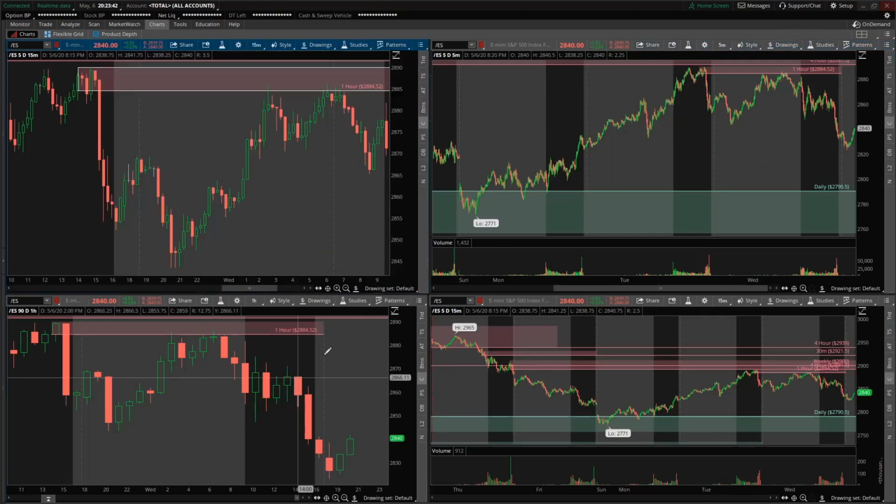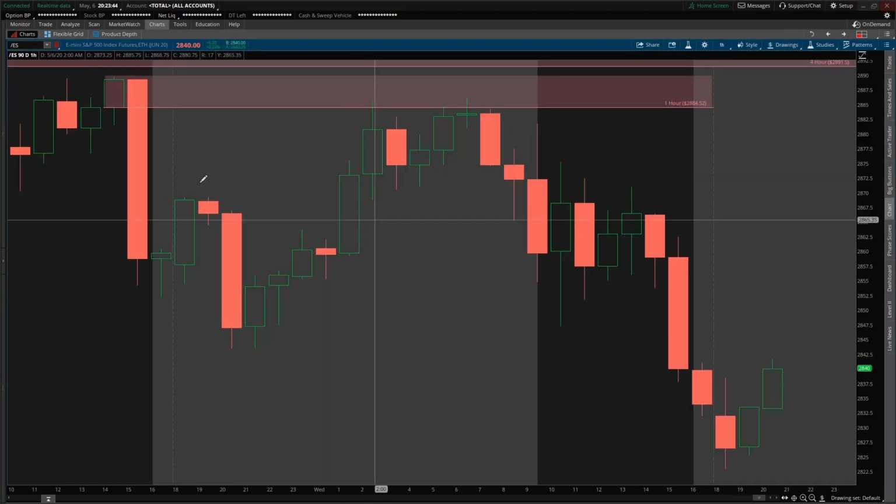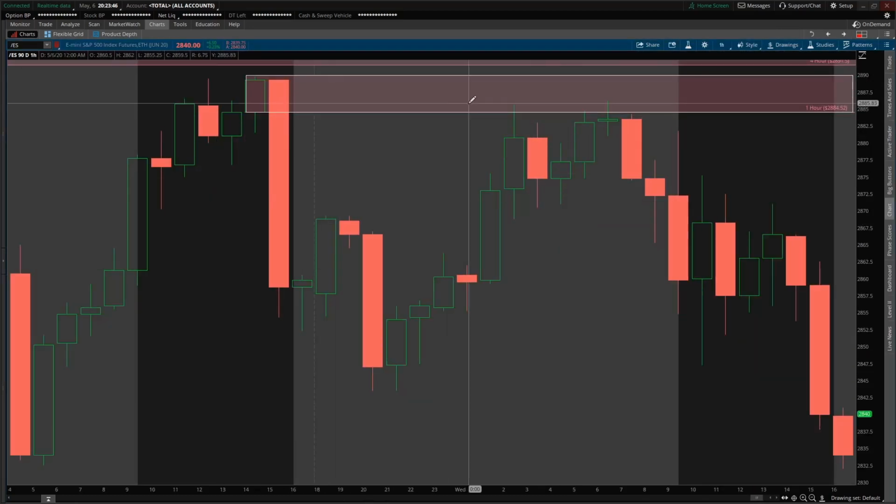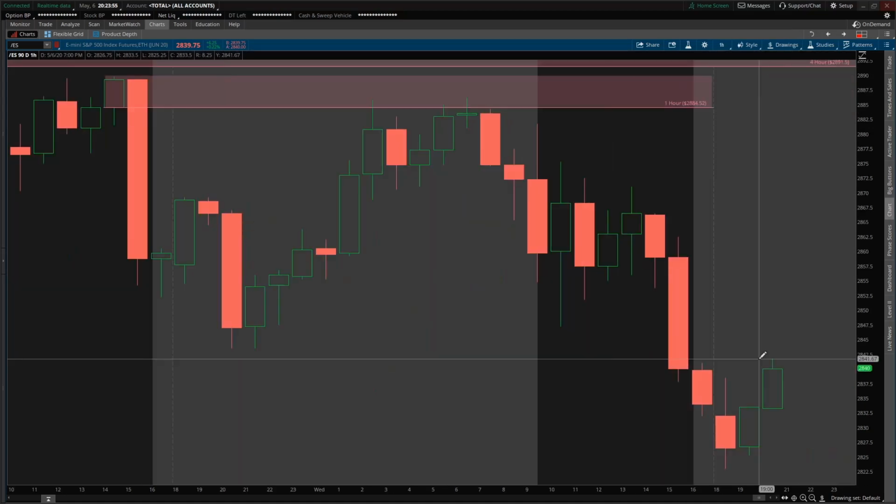I'm going to show you the origin of this zone. So this right here was the origin of this 1 hour supply zone. Fast forward, it rejected once, twice, moved to the downside. That was our first trade of the day. It yielded 60 points if you respected your rules.